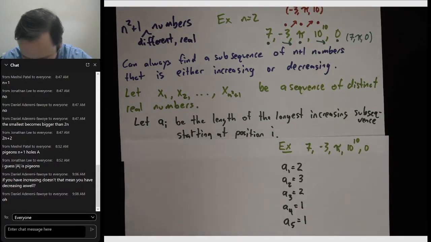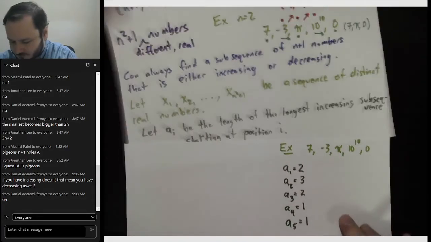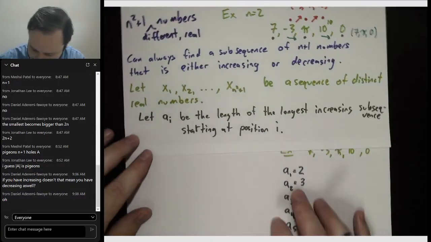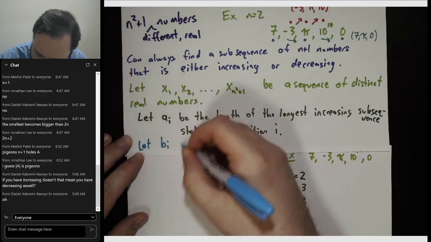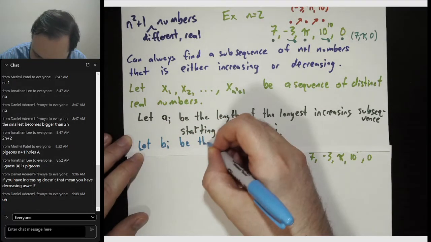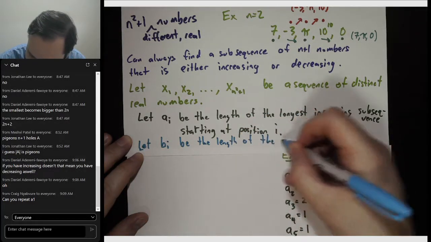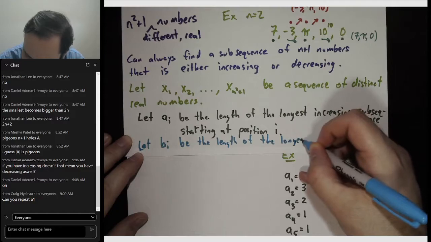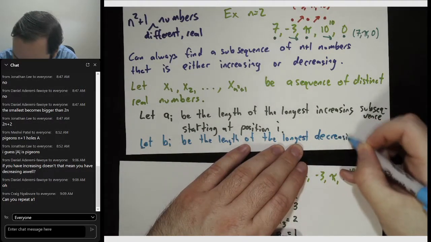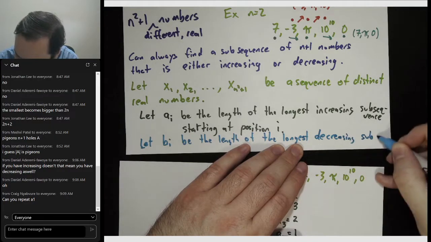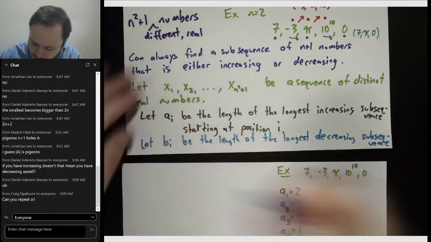I also want b sub i's. Let b sub i be the length of the longest decreasing subsequence starting at position i.